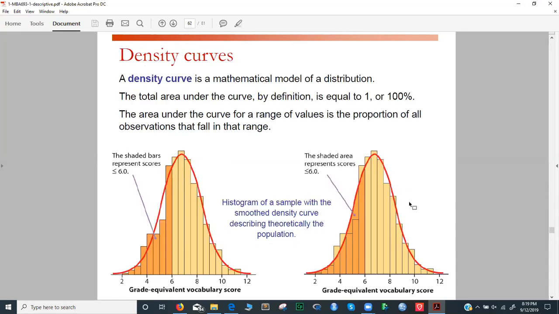I digress. Density curves. A density curve is a mathematical model of a distribution. Distribution is what we have on the bottom. You can see that what is accounted for are the shaded bars that go beyond the curve, and the one on the right is the area under the curve, with the bars that go beyond the curve not counted.